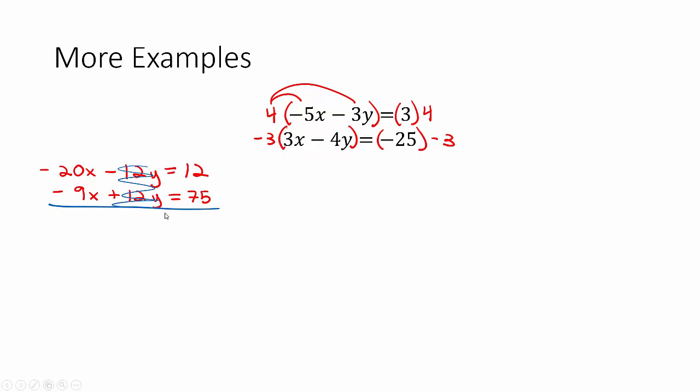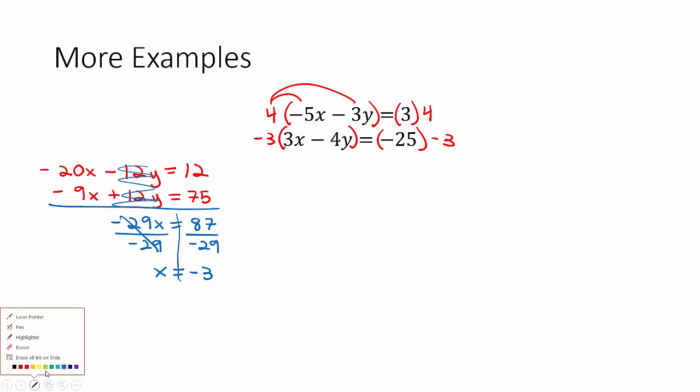Opposites in front of the y's are going to subtract out to 0. So negative 20 and negative 9 is negative 29x. 75 and 12 is 87. And the good news is when we divide both sides by negative 29, you might need a calculator, but it's a nice, pretty negative 3. We have our x. Get the y from any one of the other equations.